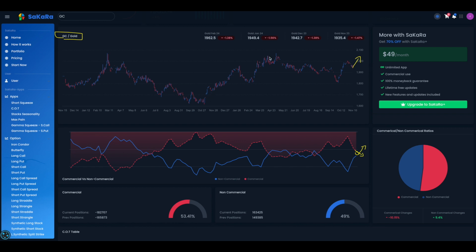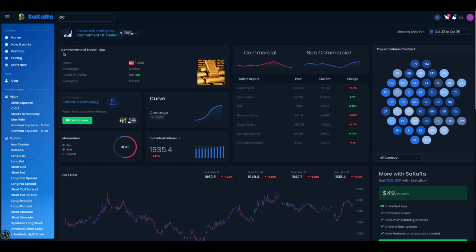The chart here is for gold. I will show you the chart of gold, and I will compare it to the XAU USD, and you will see the same chart. This is how it works. This is the Commitment of Traders. If you don't know what the Commitment of Traders is, Google it. The Commitment of Traders indicator.